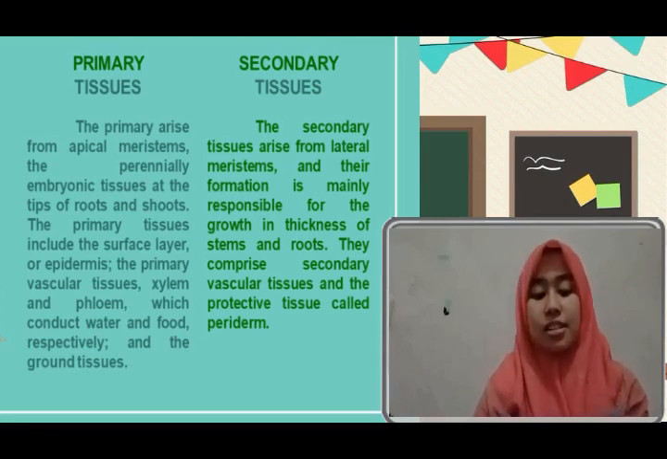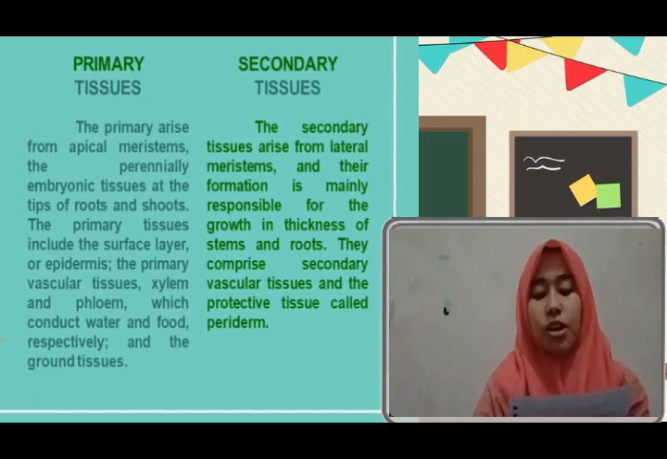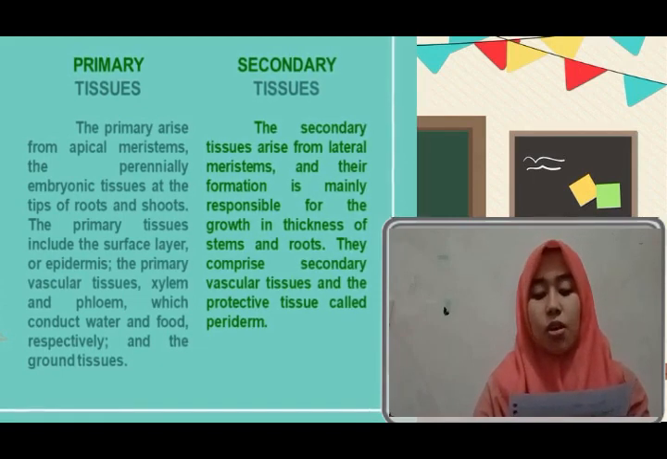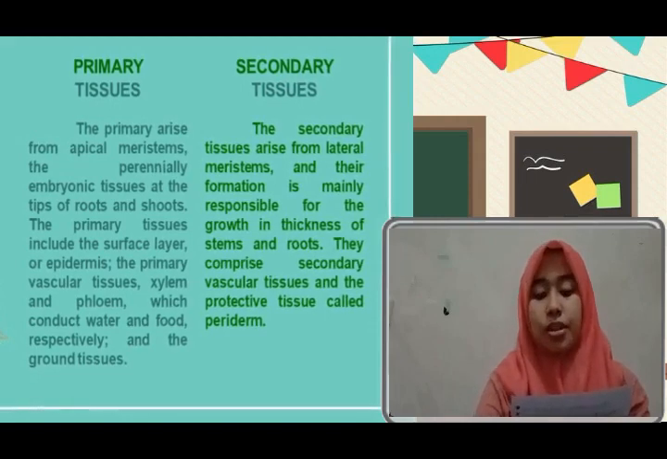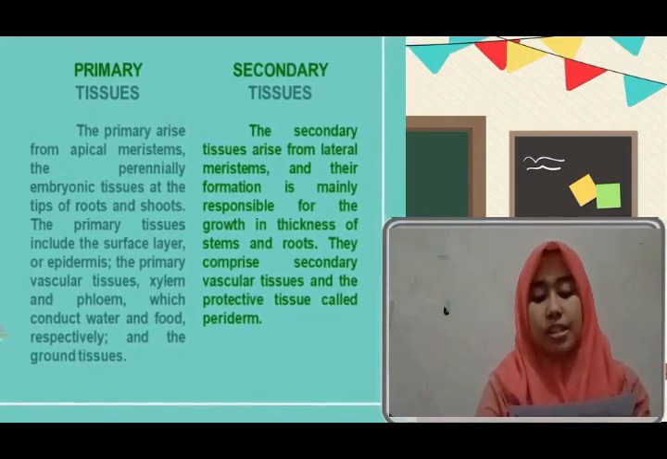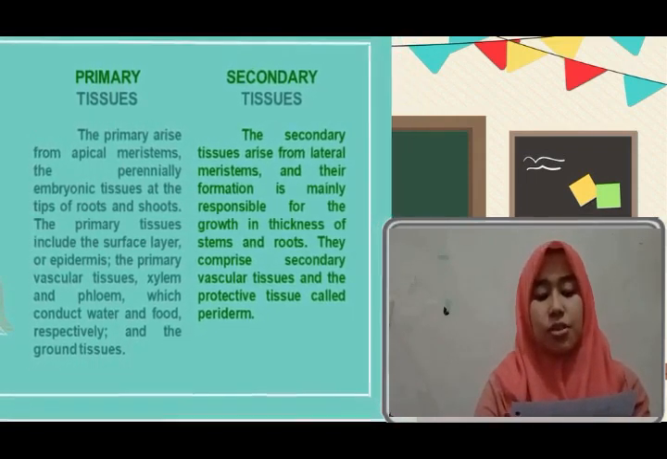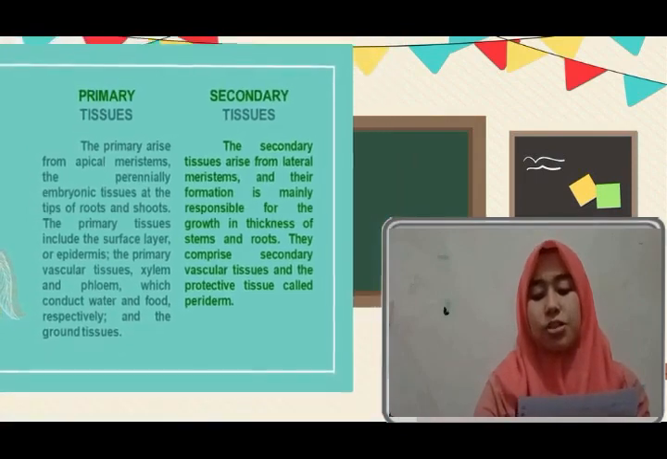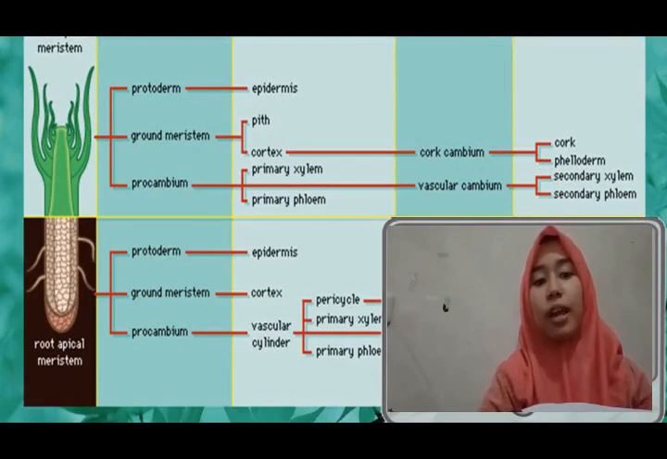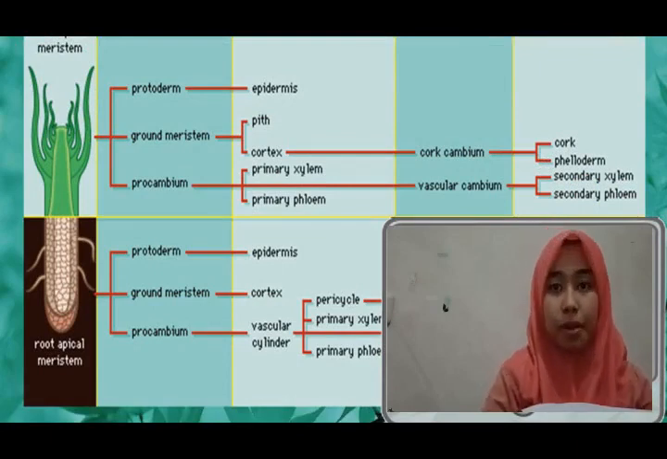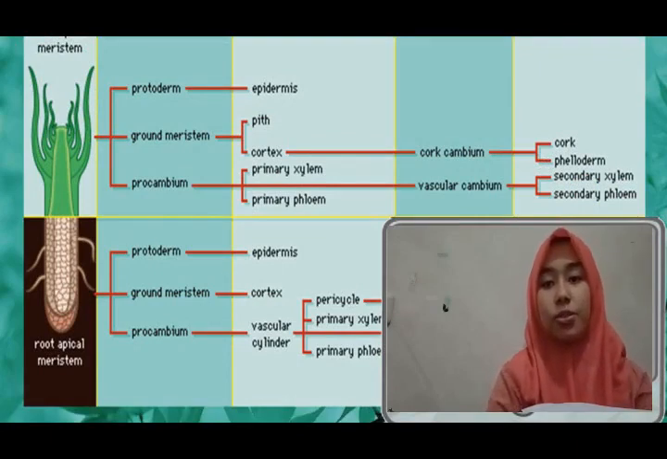And the second is secondary tissue. The secondary tissue arises from lateral meristem, and its formation is mainly responsible for the growth in thickness of the stem and roots. They comprise secondary vascular tissue and the protective tissue called periderm. Here I show the table to distinguish primary tissue and secondary tissue.